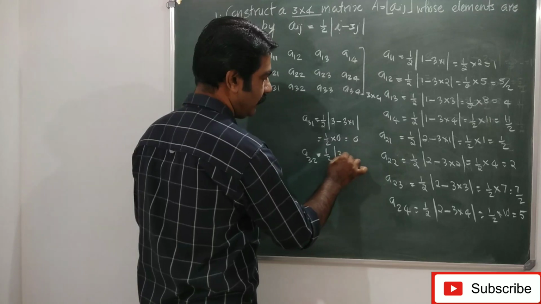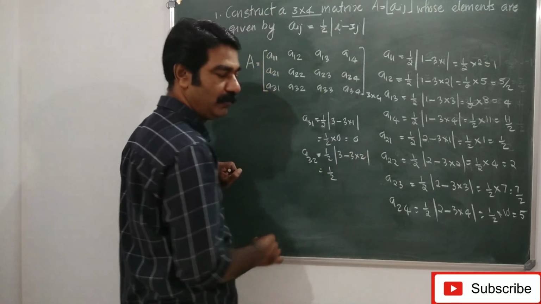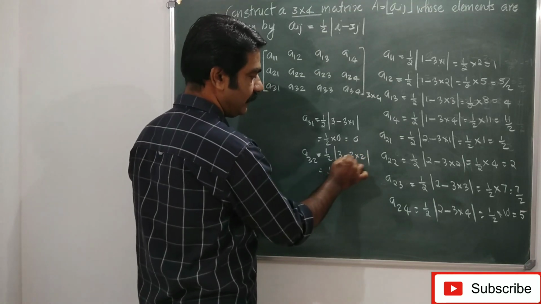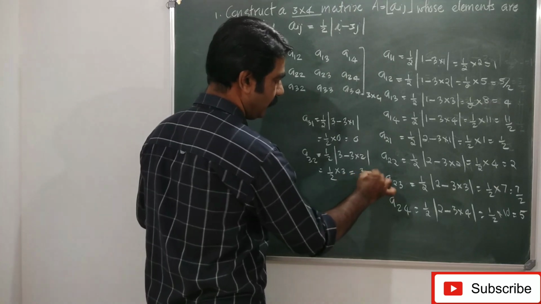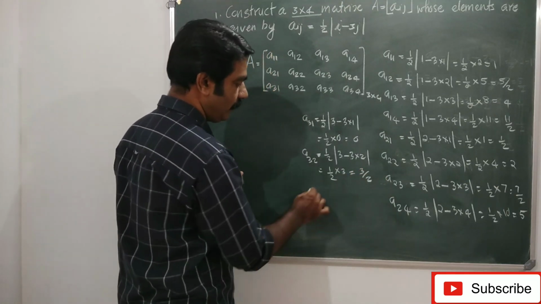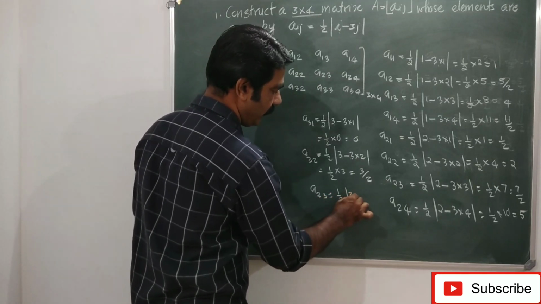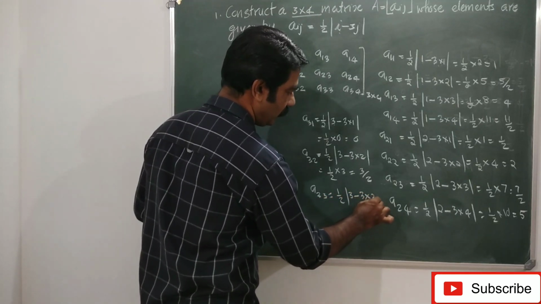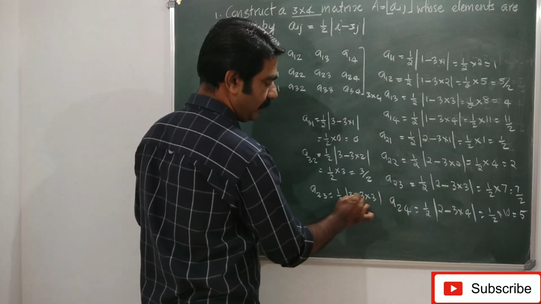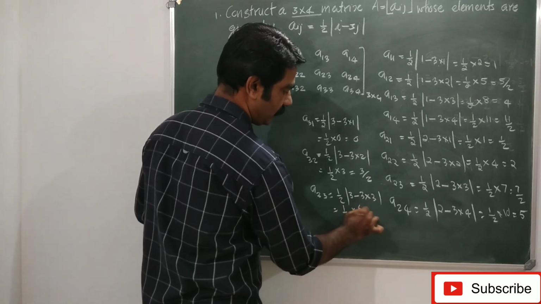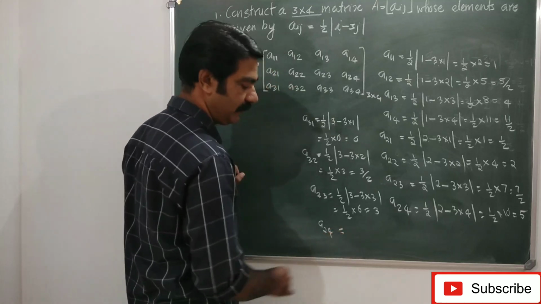Now a32. What is a32? Half into mod (3 minus 3 into 2). That's equal to half into, 3 2s are 6, 3 minus 6 is minus 3. So half into 3. That's equal to 3 by 2. Now a33, that's equal to half into mod (3 minus 3 into 3), that's half into, 3 3s are 9, 3 minus 9 is minus 6. So that's equal to 3.